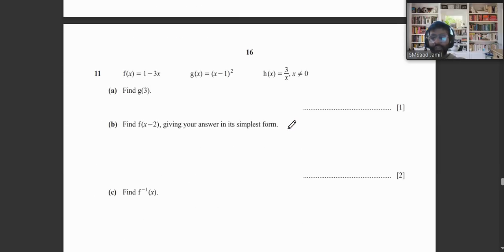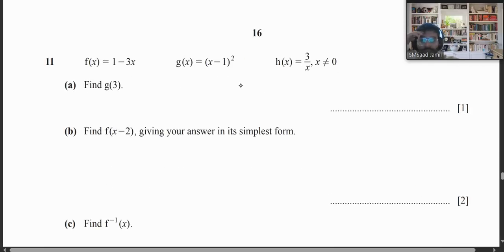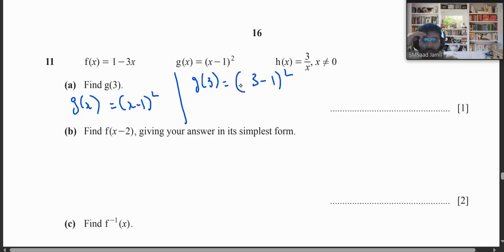Finally, we are on to the next question, and before we move on, I deserve a sip of coffee. Oh. It says, Alhamdulillah, find g of 3. So look, let me zoom it in now for you guys. g of 3 basically means instead of x, g of x is x minus 1 whole squared. So I will write 3 minus 1 whole squared, so that's 2 squared. 2 squared is 4. So the answer is 4.